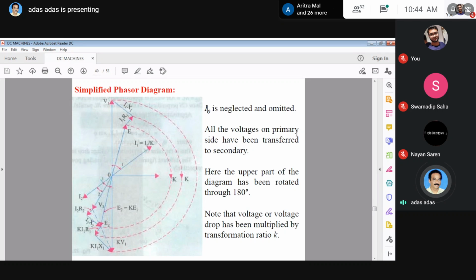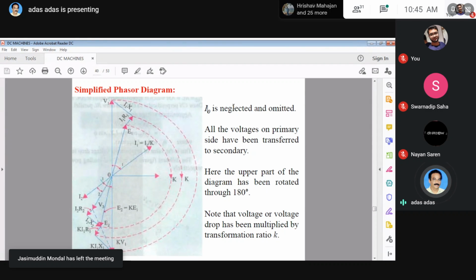Now come to the simplified phasor diagram. This is for calculating regulation, etc. It shows the simplified phasor diagram. You know the phasor diagram which was explained in previous pages. Here, since it is simplified, we can neglect I0 and omit it. Why can we omit this? This is 2 to 3% of the full load current, or I1, and that's why we neglect this.